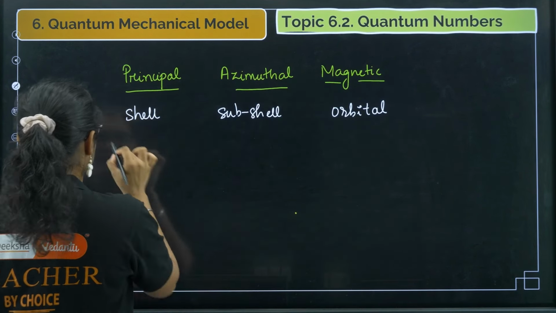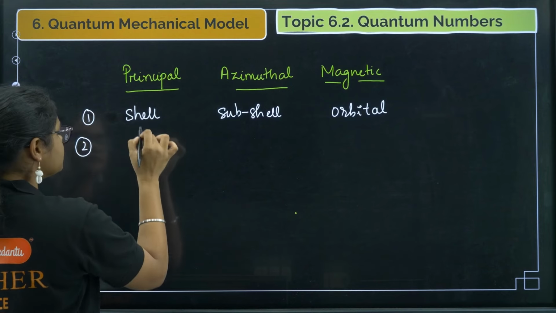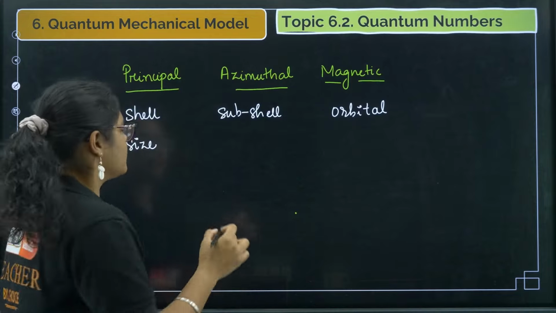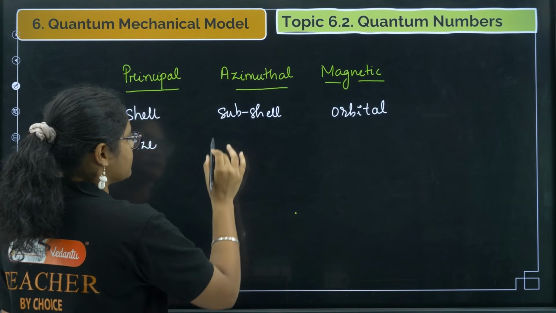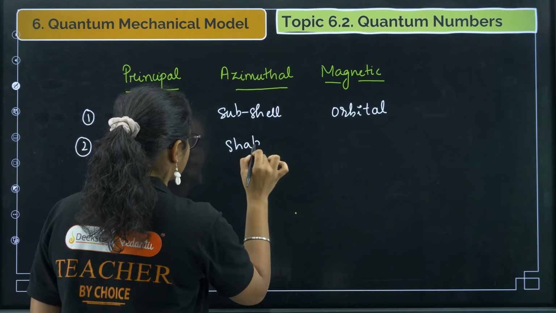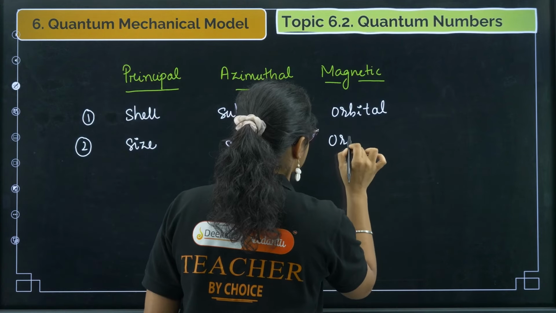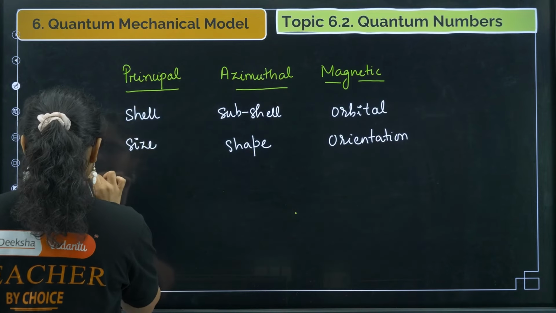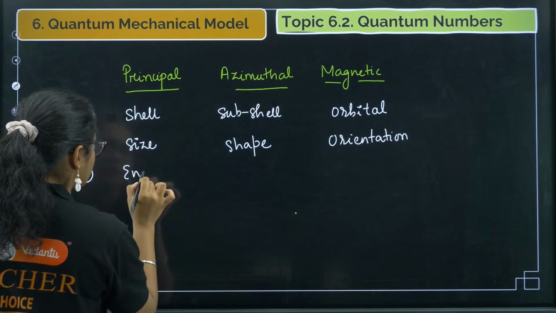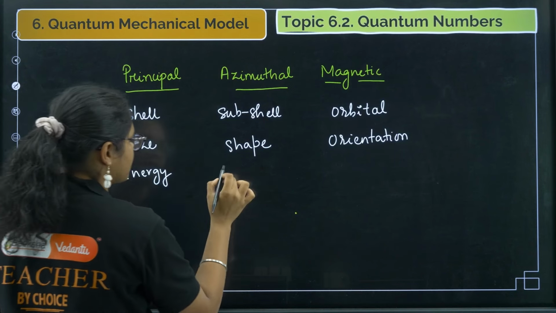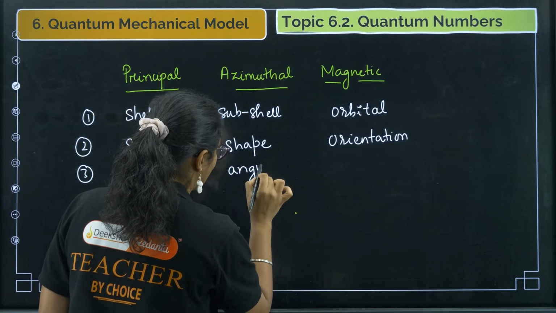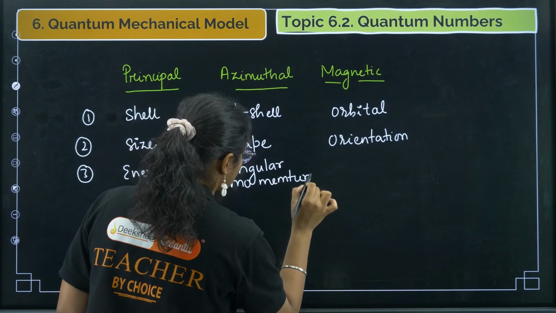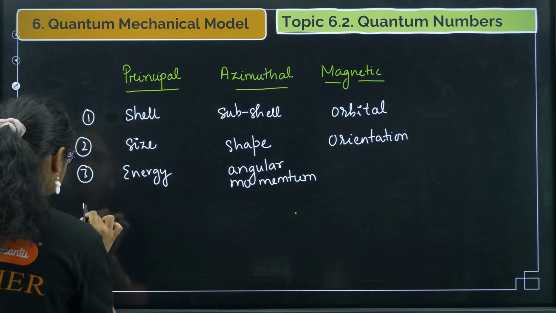Now the second thing: the principal quantum number tells you about the size of the shell or orbital in which the electron is present. The azimuthal quantum number tells you about the shape of the orbitals, and the magnetic quantum number tells you about the orientation of the orbitals. Third, with the principal quantum number you can calculate the energy of the electrons, and with the azimuthal quantum number you can calculate the angular momentum of the electrons.